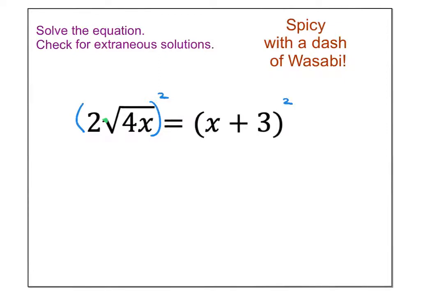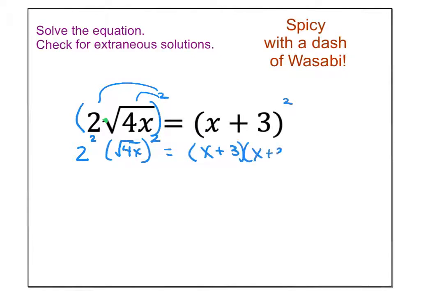Now keep in mind, when there is only one term, that 2 can distribute. So it's really like we have a 2 squared and a root of 4x squared. Then on the right, x plus 3 squared is really x plus 3 times x plus 3. You cannot distribute the 2 to the x and the 3 because this has 2 terms in it. We have a binomial, so you really do have to write it out twice. So let's simplify this out.